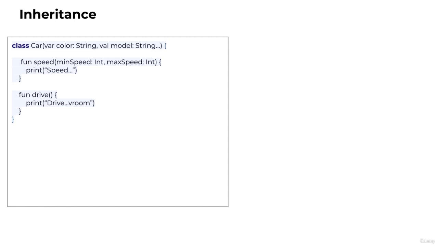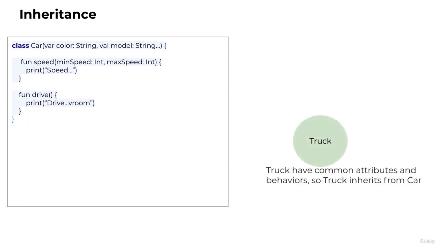Now imagine that we want to create a truck. If you think of a truck in the real world, it is a car in a way. So if I said truck has common attributes and behaviors, in this case, truck could inherit from car, just as an example. This concept in programming is called inheritance. So we're going to inherit properties and behaviors of our parent class. In this case, car would be the parent class and truck the child class. Let's go ahead and take a look in code how this would work.